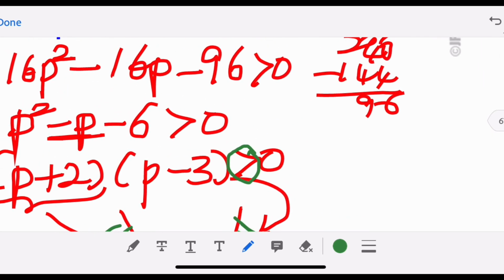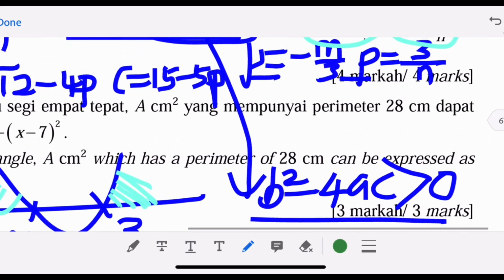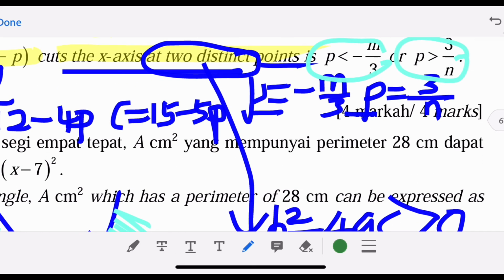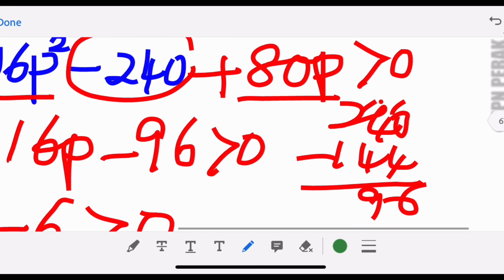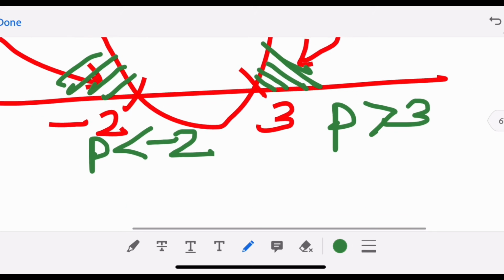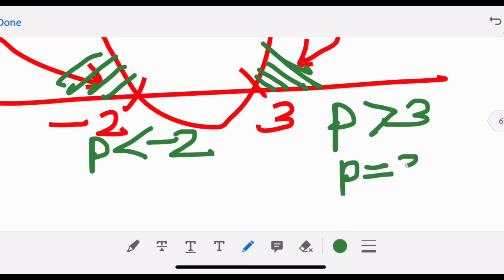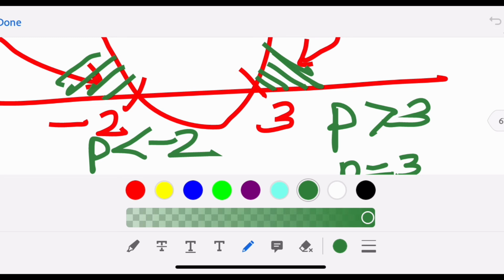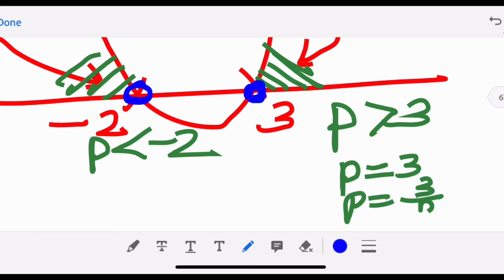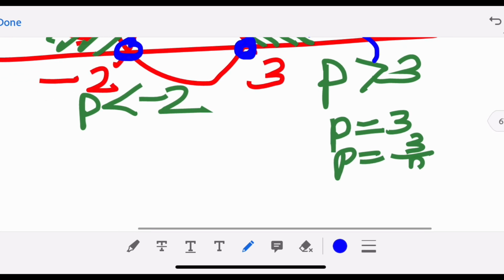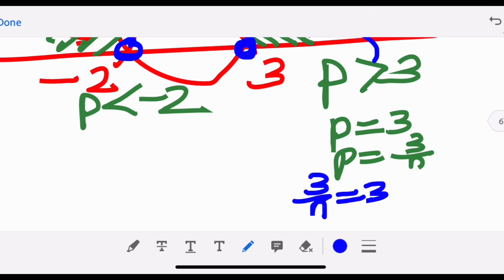So let's do comparison. The question said P is more than 3 over n. That means we need to do comparison. We already know that P equal to 3, P equal to 3 over n. At this point we can make it equal, because the concept at this point is a point. Only for the region do we write the inequality. So that means 3 over n is equal to 3, so 3n is 3, and n is 1.